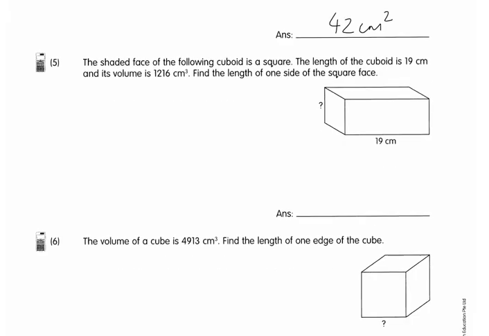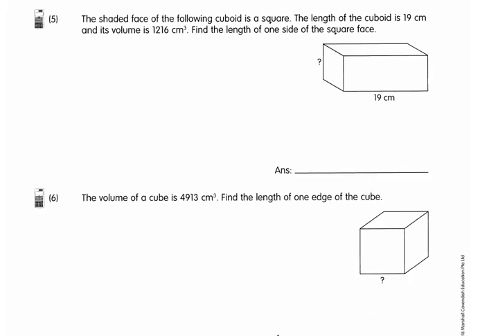Okay, next question. The shaded face of the cuboid. This is the shaded face. It's a square. The length of the cuboid is 19 cm and its volume is 1216. You are supposed to find the length of one side of the square face. Can you tell me the first step? 1216 divide by 19. And what did I get? 64. And what's the units for 64?